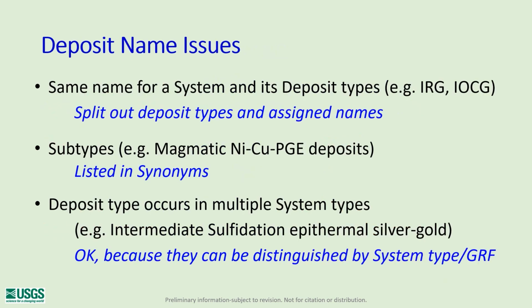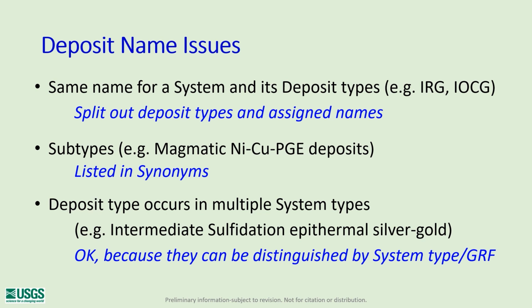We found that some of the deposit type names in common use actually represent mineral systems rather than deposit types. For example, intrusion-related gold systems generate an assemblage of distinct deposit types that are commonly referred to as intrusion-related gold deposits. The same goes for the array of distinct deposit types that are commonly referred to as iron oxide copper gold deposits. In these cases, we split out deposit types with distinct characteristics and assign names.